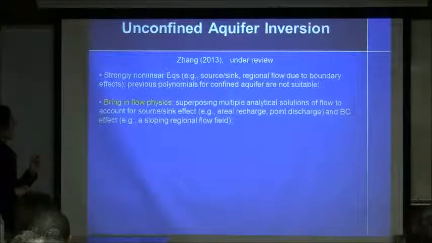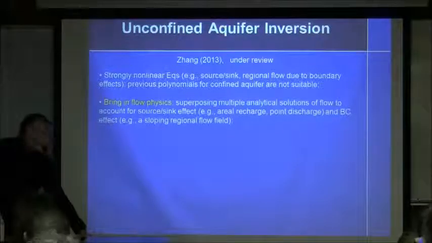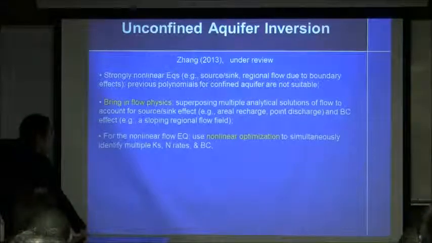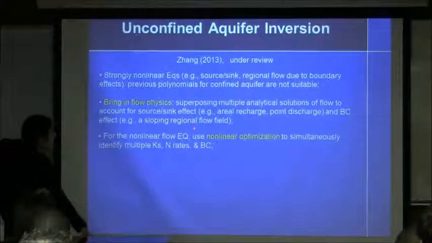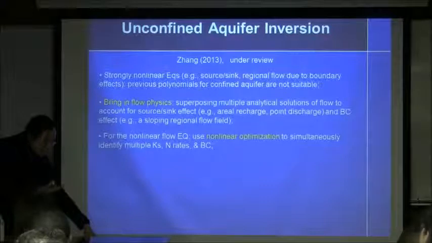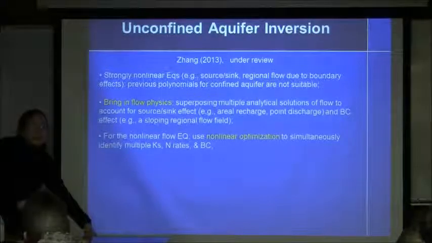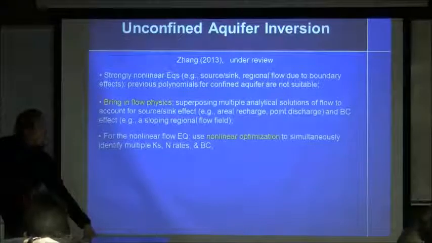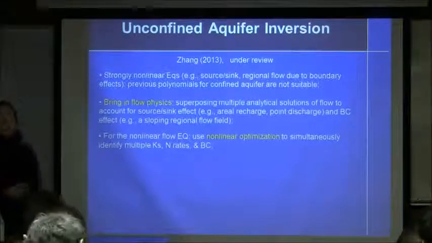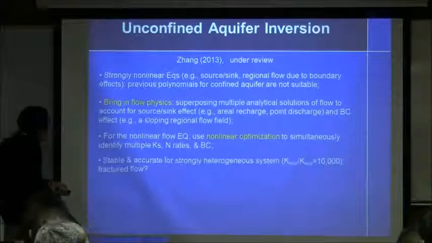So what I did here, I superimposed multiple analytical solutions as our fundamental solution of flow. And then because of non-linearity, all the residual equations, we similarly wrote them, but they become very nonlinear. So then I adopted nonlinear optimization, which allows us to simultaneously estimate the parameters and boundary condition. So we don't have to only estimate one conductivity.